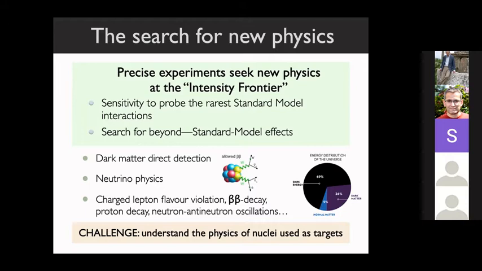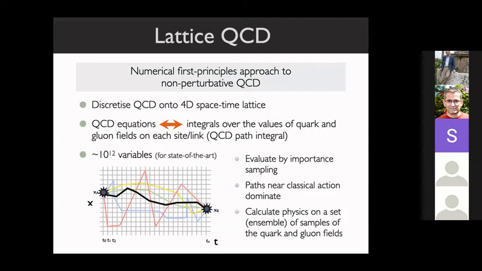and nuclear structure and reactions, the challenge is really in the strong interactions in quantum chromodynamics, which is of course non-perturbative at low energies. The only systematically improvable approach to studying this structure from first principles is via the lattice formulation, where QCD is discretized onto a four-dimensional space-time lattice. Then the path integral, the equations of QCD, become integrals over the values of the quark and gluon fields on each site or each link.